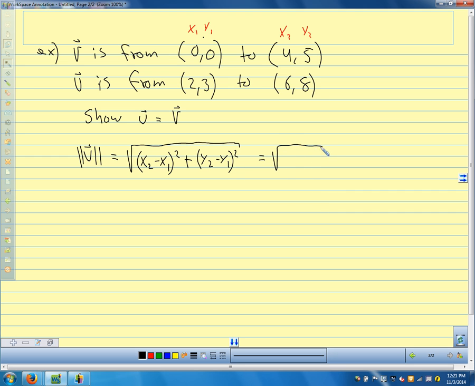So for vector u, that's going to be the square root of 4 minus 0 squared plus 5 minus 0 squared, 5 squared. And that gives me the square root of 41. And I'm just going to leave it like this because all we need to see is, are they equal or not? And the magnitude of vector v is going to equal the square root of 6 minus 2 squared plus 8 minus 3 squared, square root of 41. So they have the same magnitude.